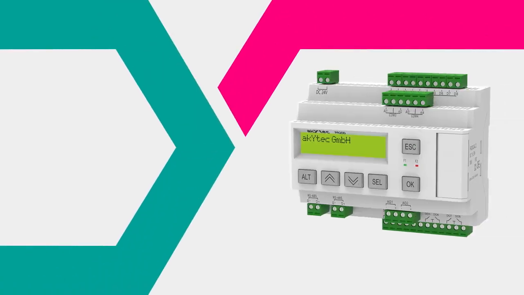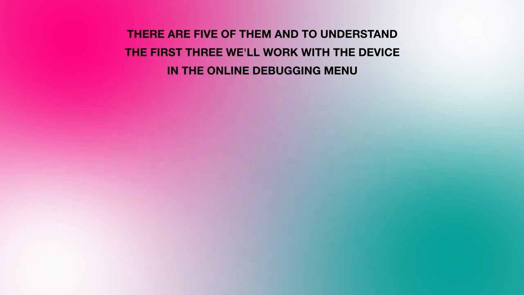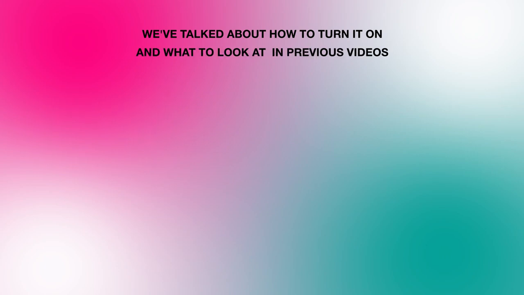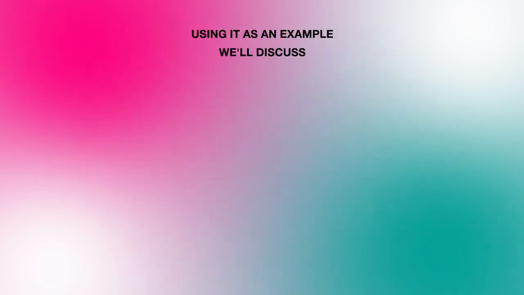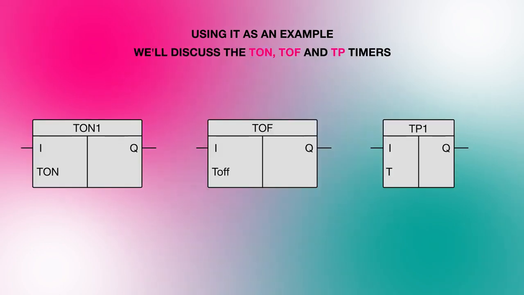Hello, it's finally time to talk about timers in ALP. There are 5 of them, and to understand the first 3, we'll work with the device in the online debugging menu. We have talked about how to turn it on and what to look at in previous videos. Using it as an example, we will discuss the T-on, T-off and TP timers.